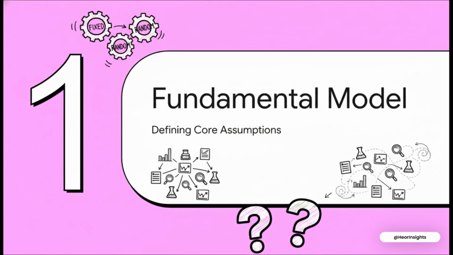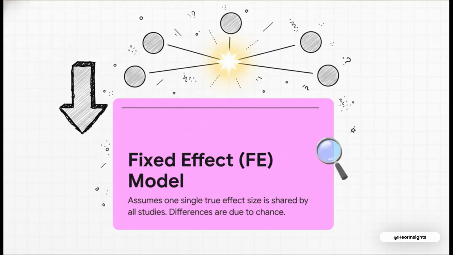So the choice between a fixed effect and a random effects model, this is really the main statistical decision you have to make in a meta-analysis. It's fundamental because it dictates exactly how you're going to combine the data from all of those different studies. First up is the fixed effect model. Now, this one operates on a pretty strict assumption, that there is one single common truth that all the studies are trying to measure. So any variation you see between the results of those studies, the model just treats that as random noise or sampling error.